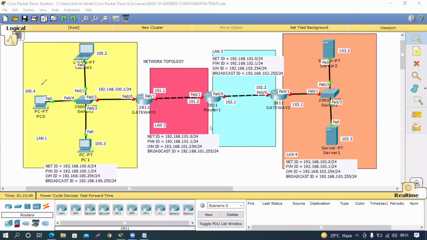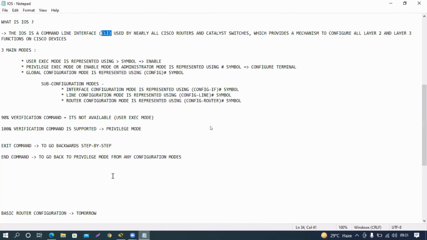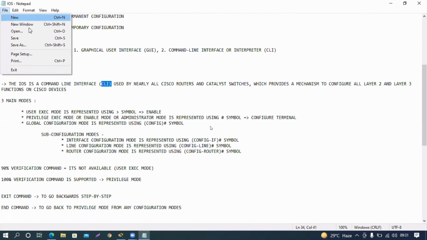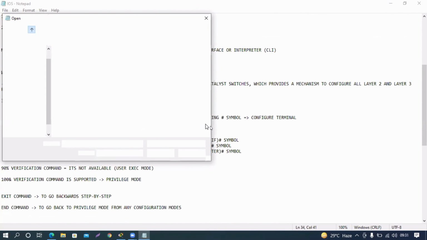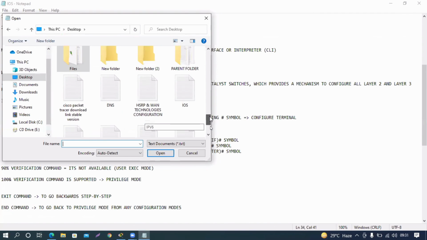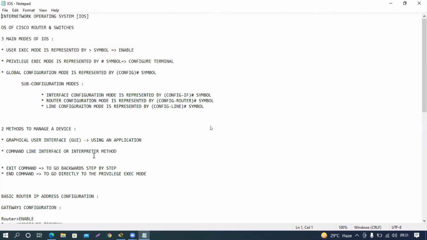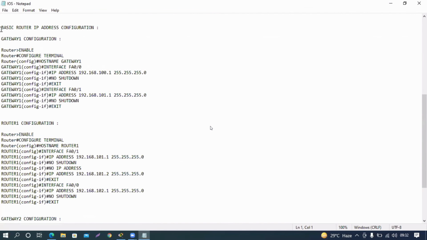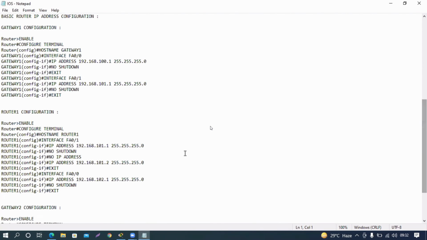Draw this topology and note down all the information properly. We are going to be configuring all these three routers right now. And before doing the configuration, let me give you the configuration file. Just hold on. These are basically the basic router configurations. Take the screenshot.